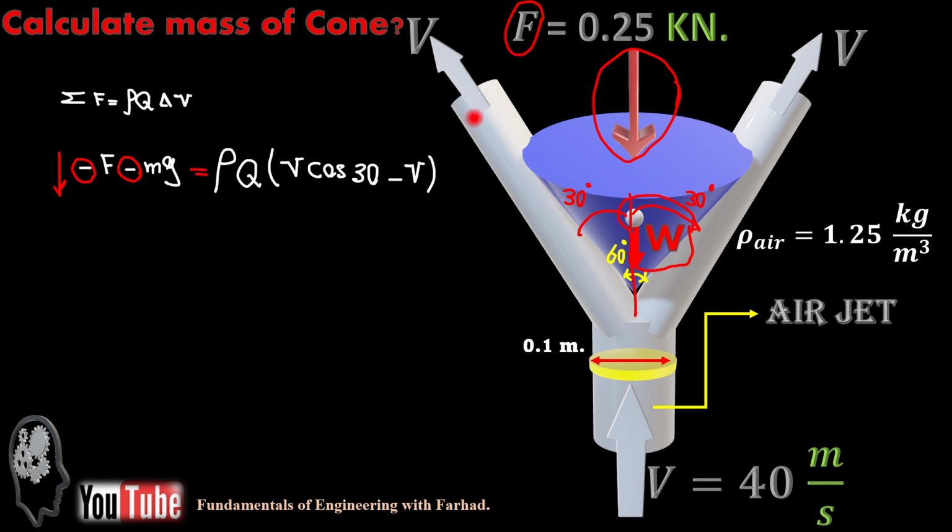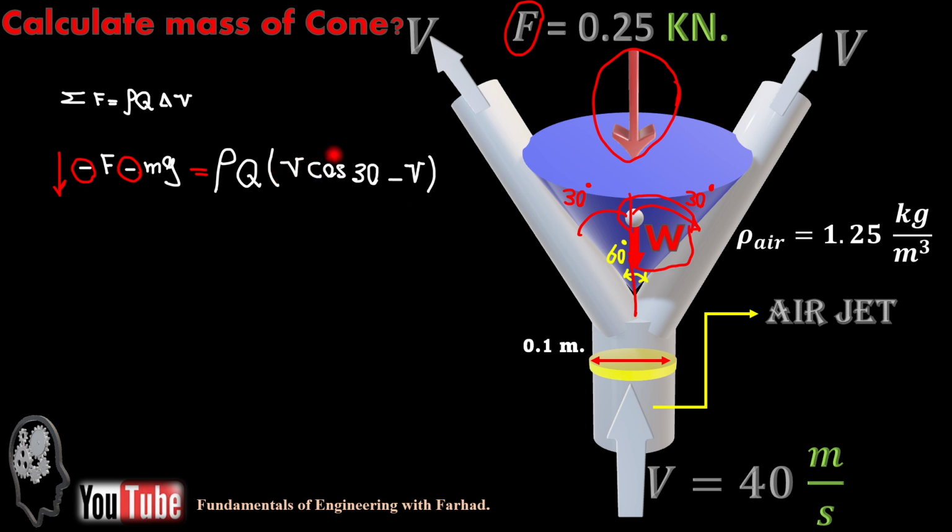When the air jet collides with the cone, it dissects into two symmetrical branches of flow. Each of them is Q over 2, a half of the Q, and then definitely the velocity is v cosine 30. So the two of them: rho Q over 2 times v cosine 30 plus, on the other side, rho Q over 2 times v cosine 30. If you add them up, the outgoing flow is rho Q times v cosine 30, minus the incoming, which is rho Q v.